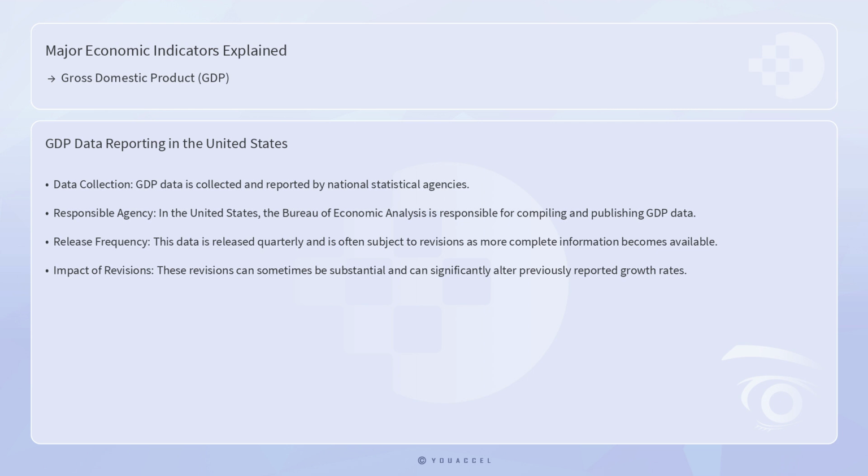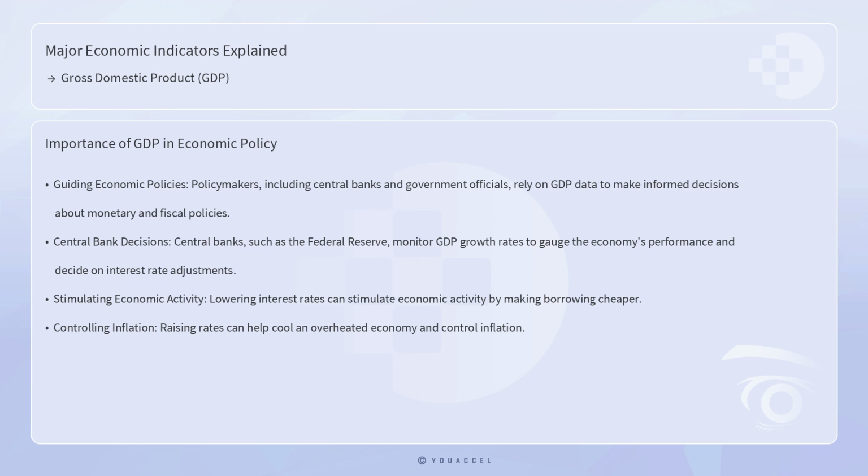GDP data is collected and reported by national statistical agencies. In the United States, the Bureau of Economic Analysis is responsible for compiling and publishing GDP data. This data is released quarterly and is often subject to revisions as more complete information becomes available. These revisions can sometimes be substantial and can significantly alter previously reported growth rates. One of the primary uses of GDP is in the formulation and evaluation of economic policy.